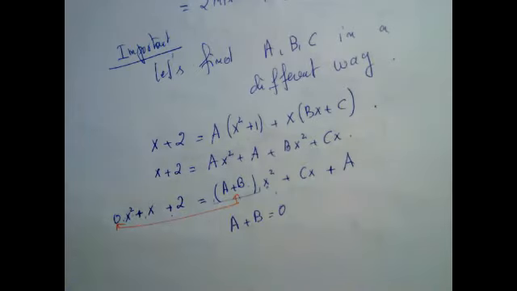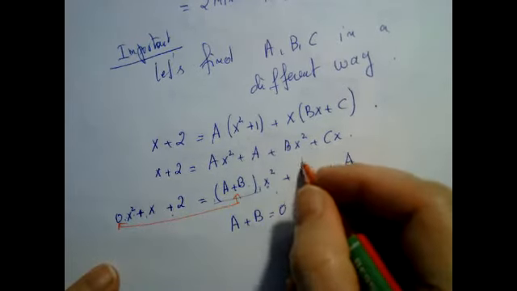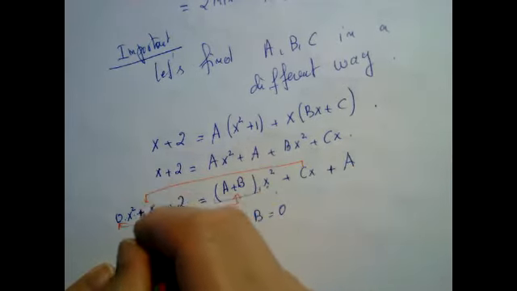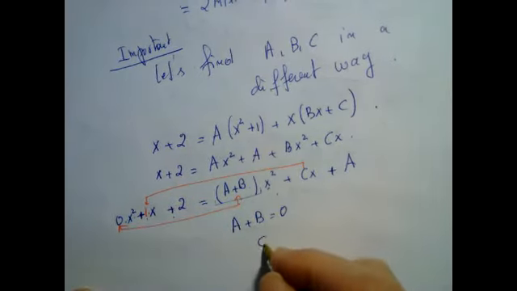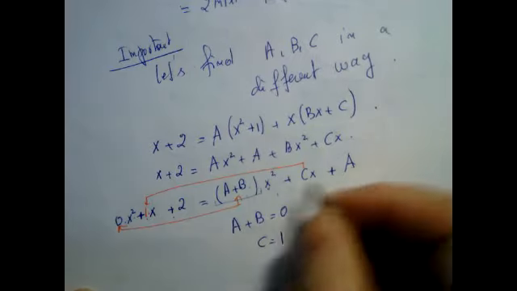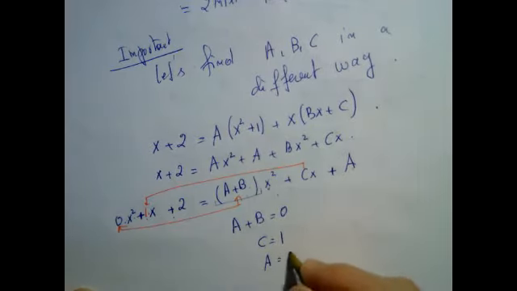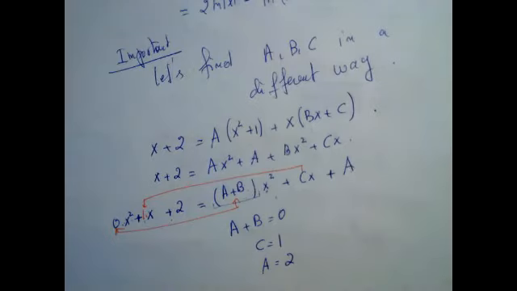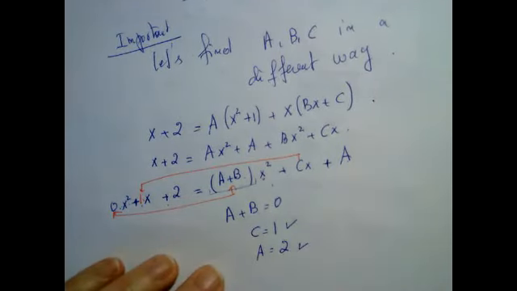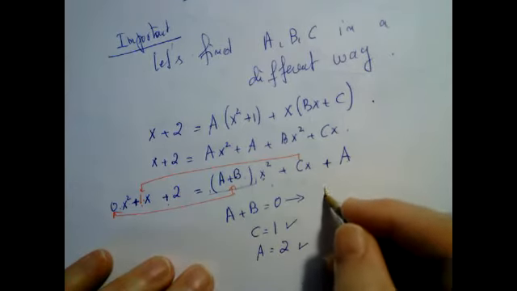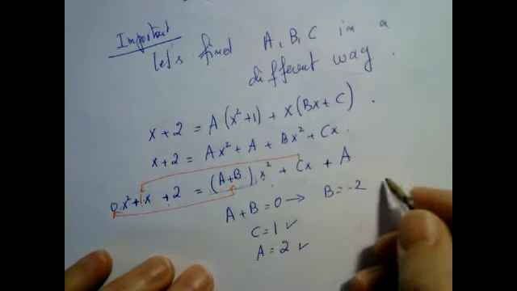a plus b equal to 0. The coefficient of x here is c. It should be the coefficient of x here, which is 1. So it means c should be equal to 1, and a should be equal to 2. So in this problem, this approach is easier. Now I have my a and my c, and this gives me b equal to minus 2.